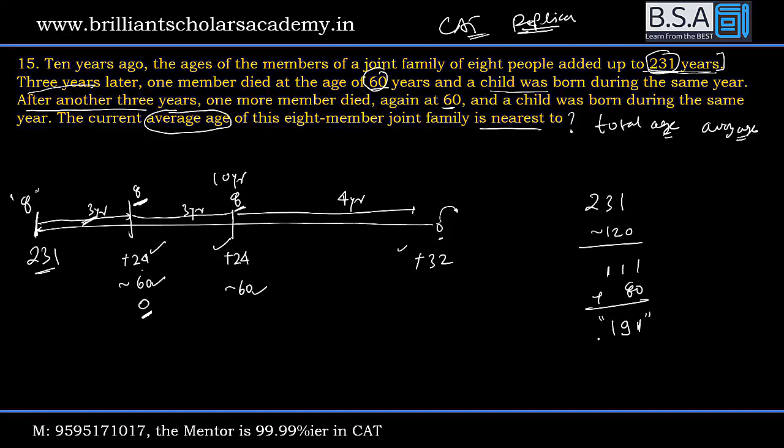The total age of the family is 191 and members never changed. Members always remained 8. Why? An elder person passes away and a child is born at the same time. So members did not change. So how can I find the average? Divided by 8. 8 into 2, 16, carry over 3, 31. When I divide 31 by 8, it is almost 4 times. Almost. The question is nearest to. What is the average age of the joint family? Nearest to.